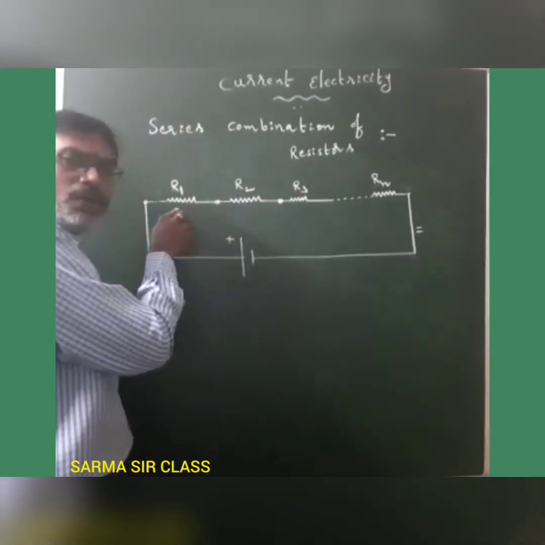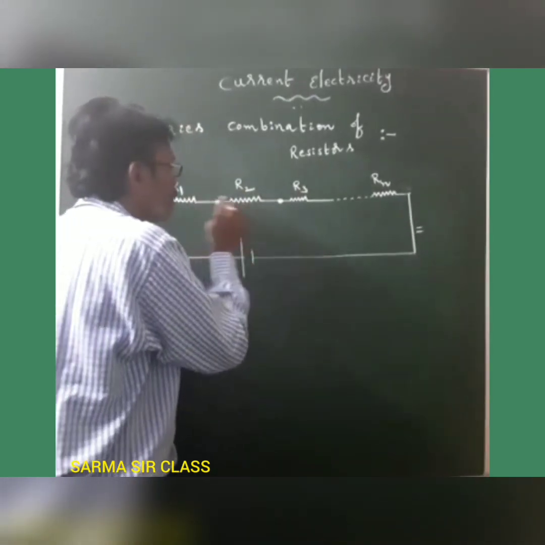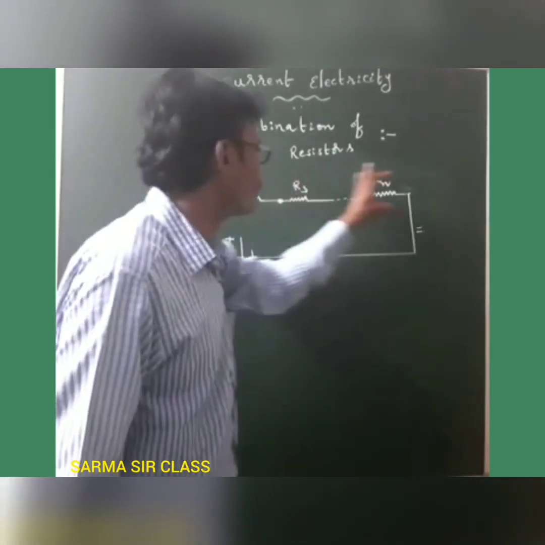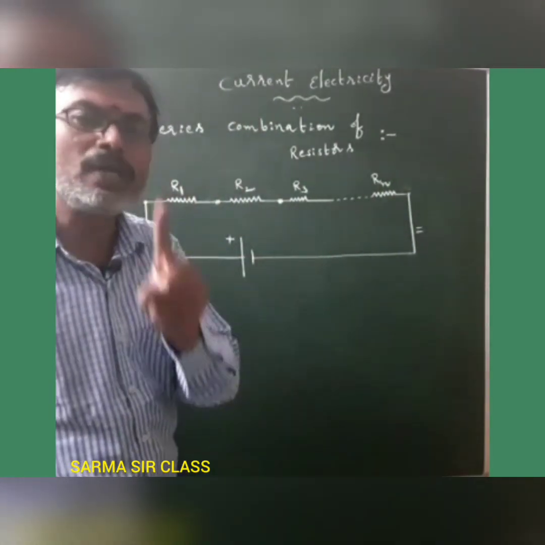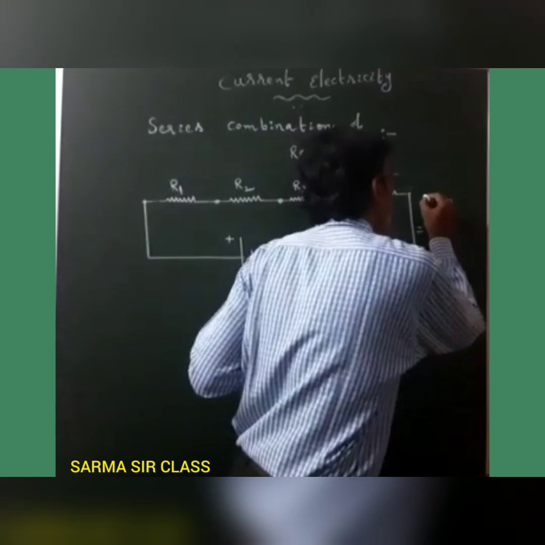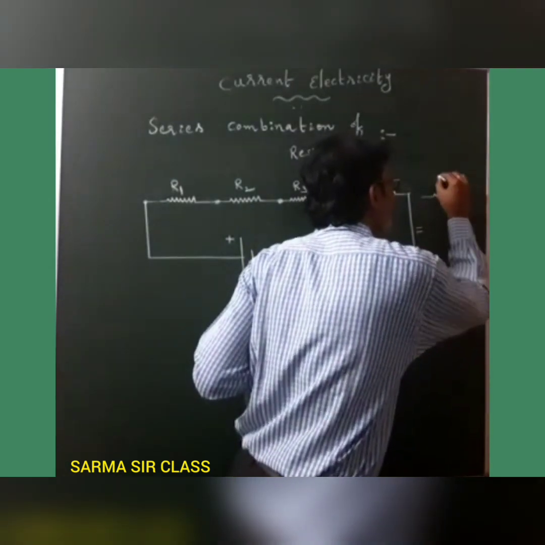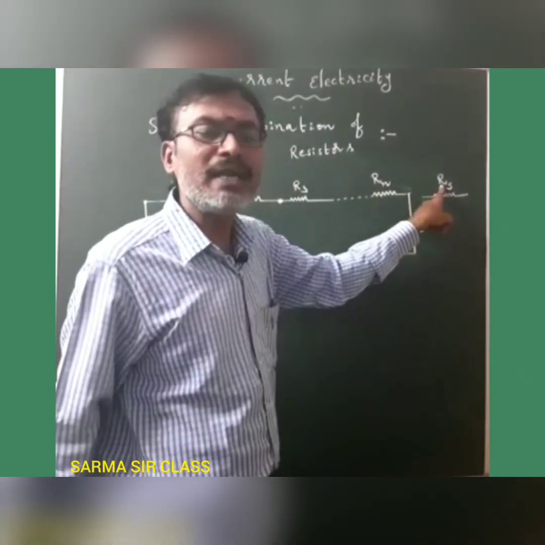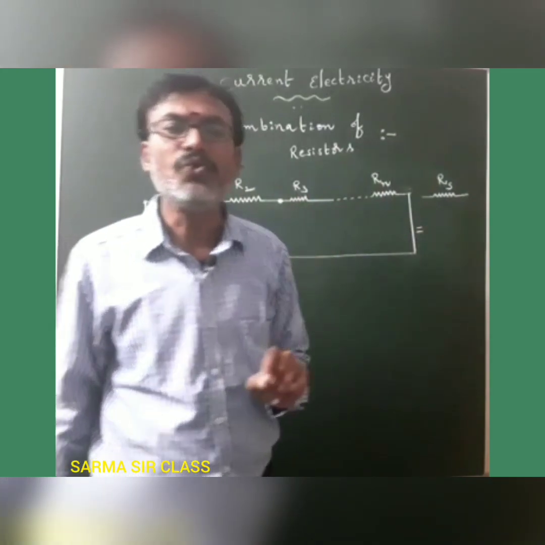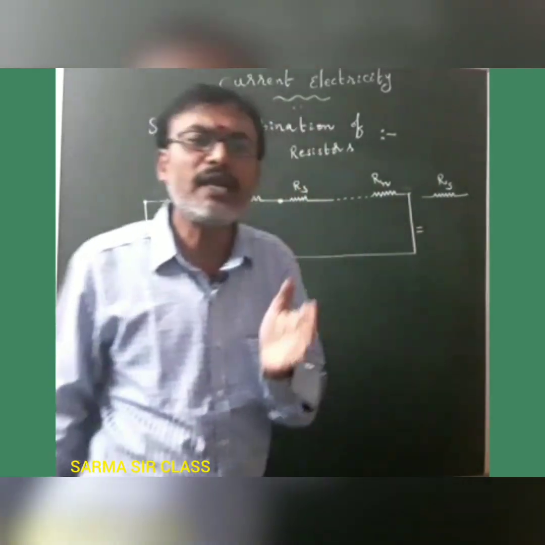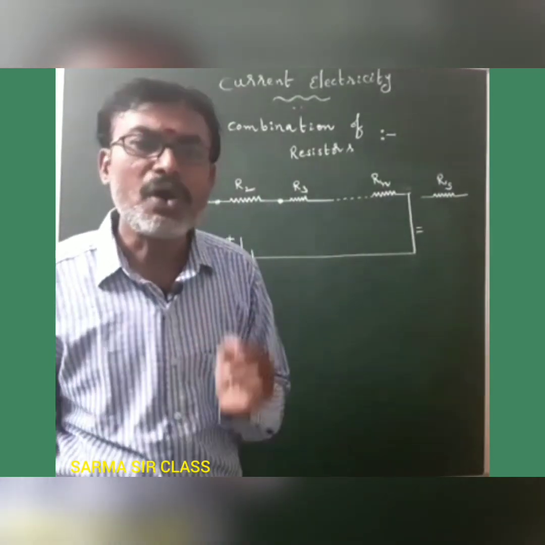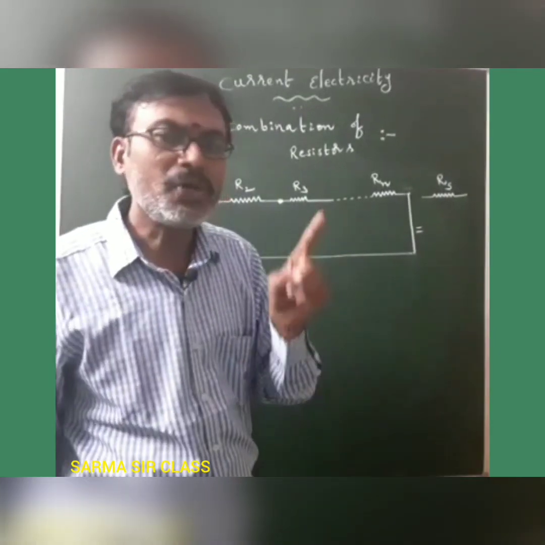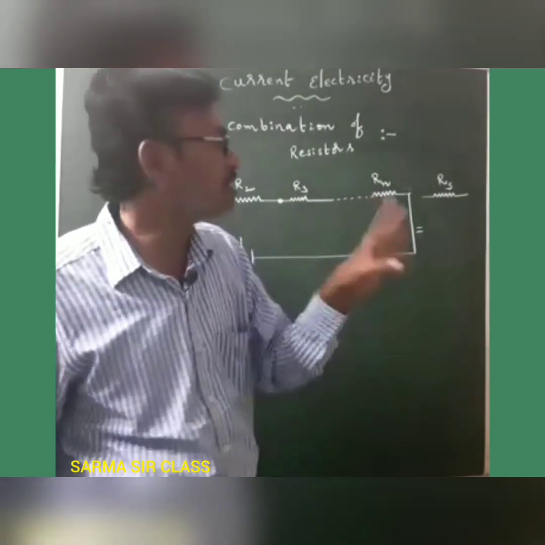Whatever the work is doing by all these resistors R1, R2, R3 and so on, Rn, whatever the functioning takes place with all these resistors can be replaced with only one resistor. That resistor we are taking as the series combination of resistors, nothing but the equivalent resistance in series combination. We represent it in different ways: equivalent resistance or effective resistance in series combination.